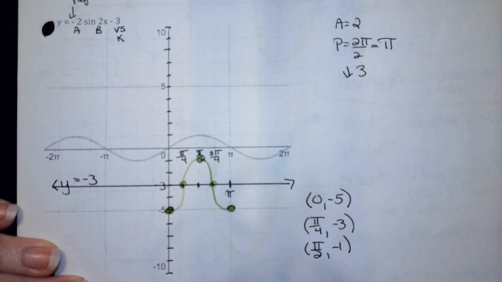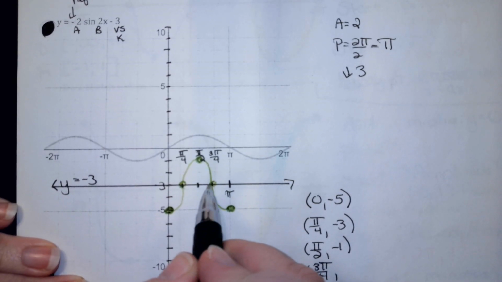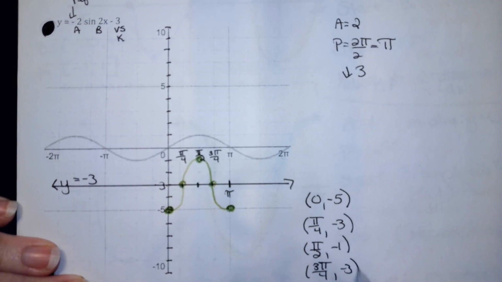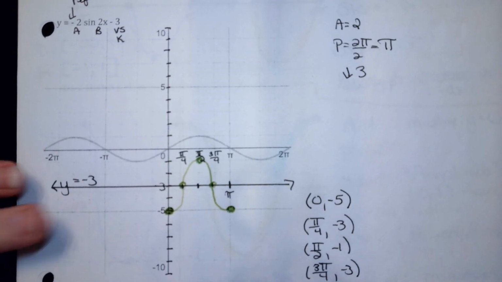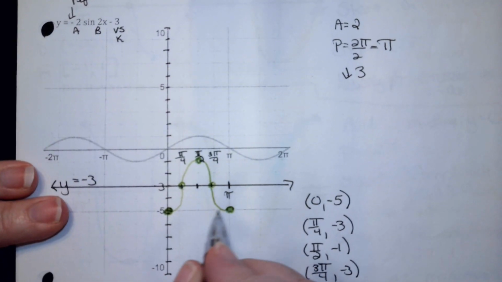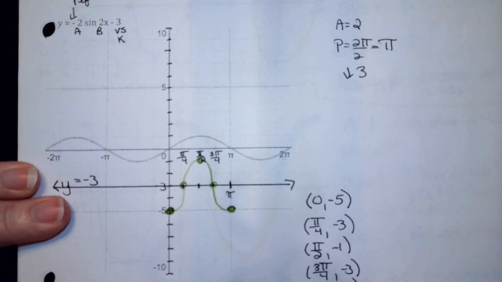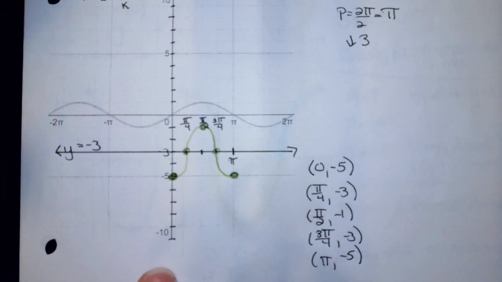What's the second crossover point? That would be 3 pi over 4, and -3. And then what's the last minimum? That would be pi and -5. This would be helpful if you could see it.